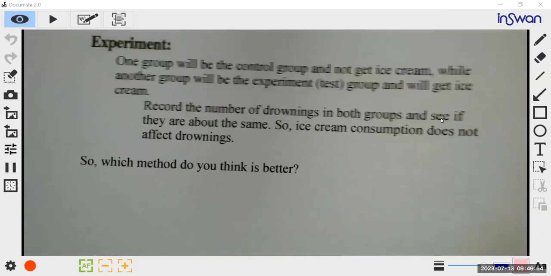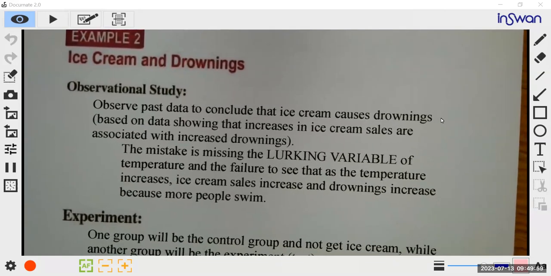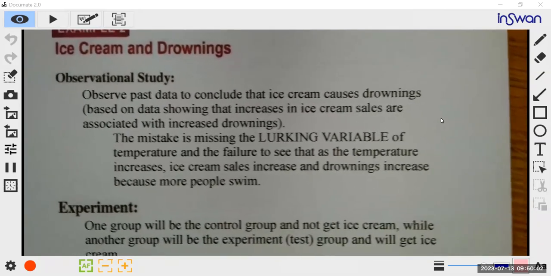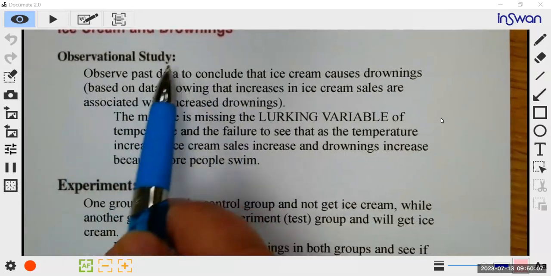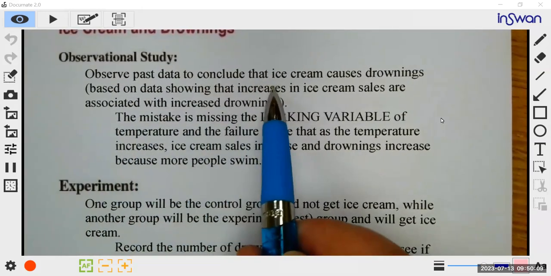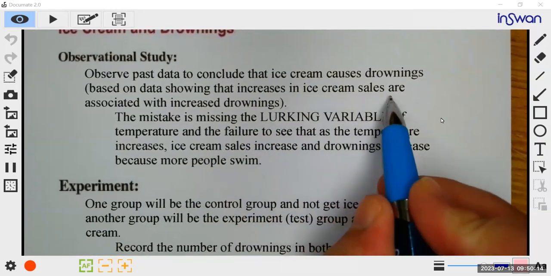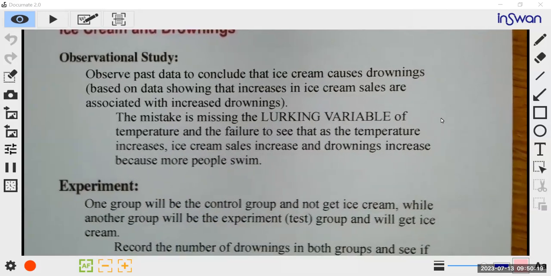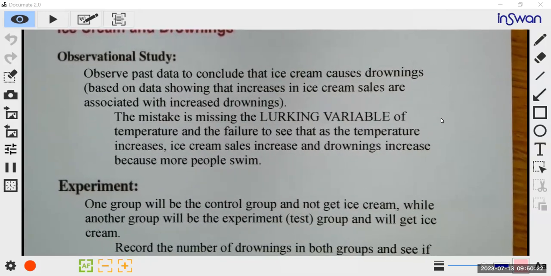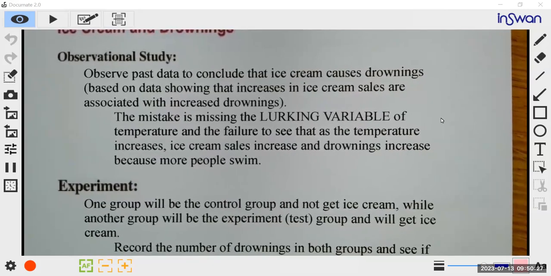Here's an example. Ice cream and drownings. They're trying to put this to causation. Observational study: past data used to conclude that ice cream causes drownings, based on showing that increases in ice cream sales were associated with increased drownings. When it gets hot, what do people do outside? They eat ice cream. When it's hot, people outside like to go swimming. So they're saying because they're eating more ice cream, there's more drownings.